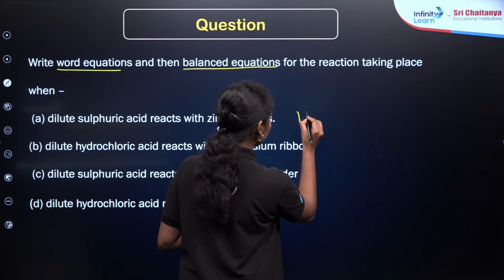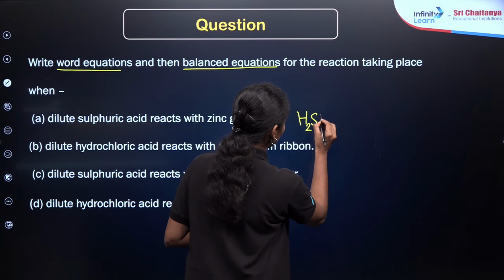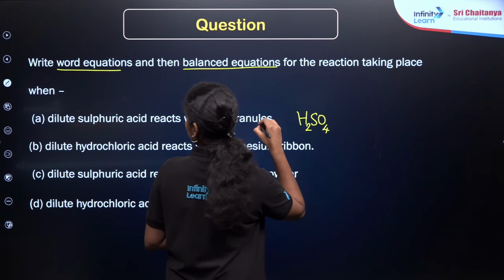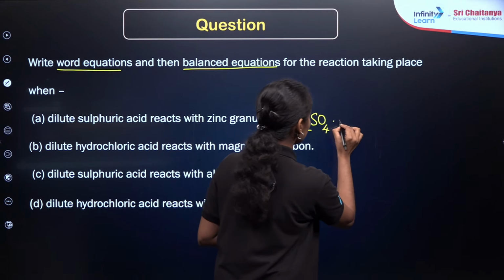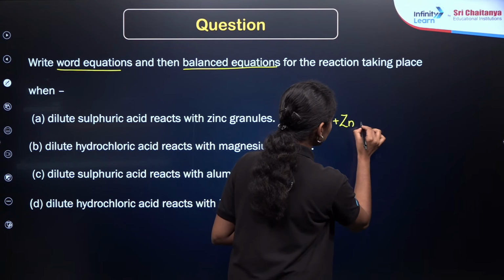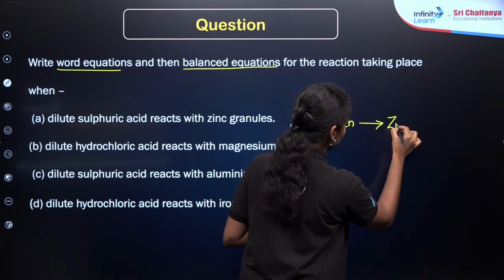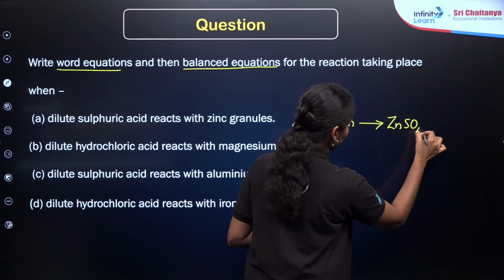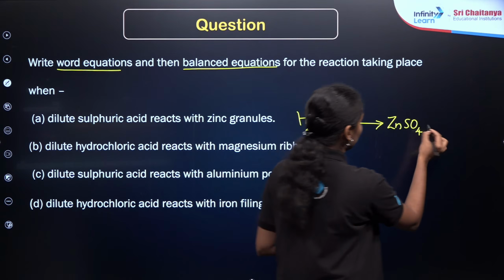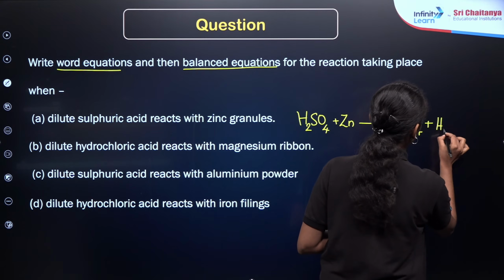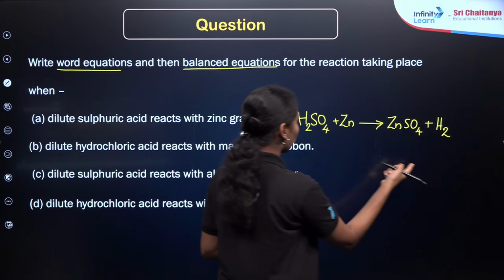So we'll start from the first question, dilute sulfuric acid. Sulfuric acid, as we already know, is H2SO4. That will be treating with zinc granules, right? Then it will form salt plus hydrogen: zinc sulfate plus hydrogen. So this will be the word equation.